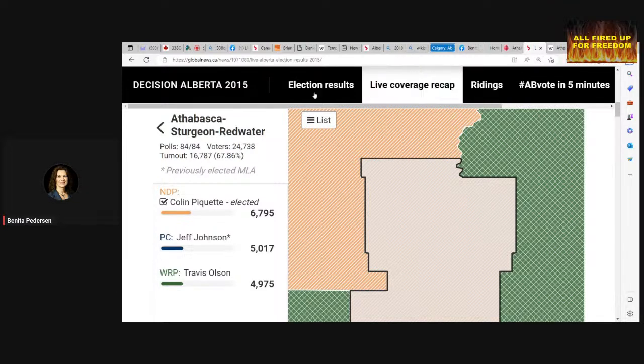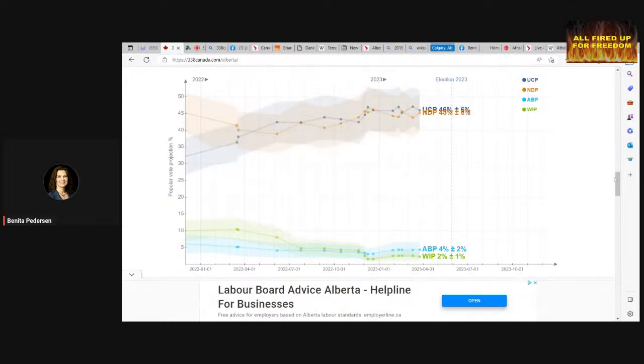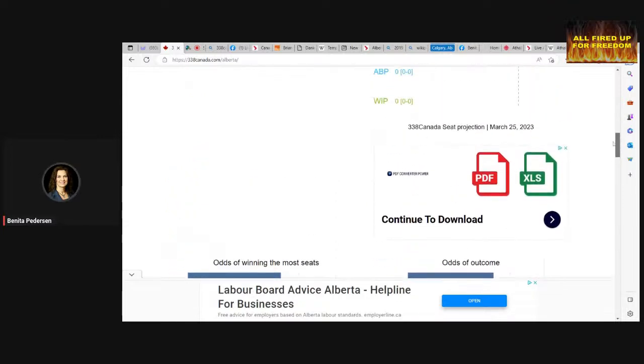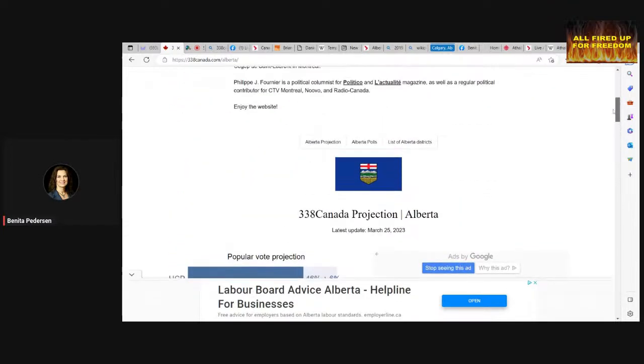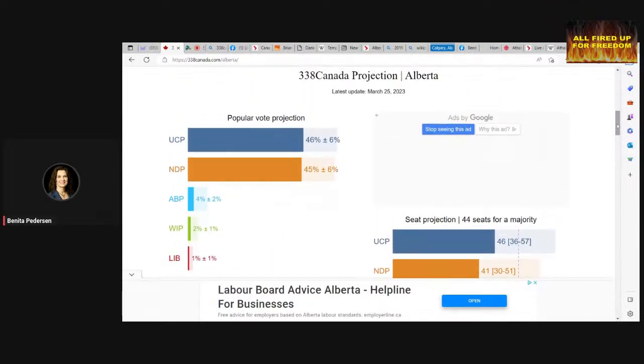And by the way, a great place to go if you're going to study it constituency by constituency is the following website: 338canada.com, Alberta provincial election. Tons and tons of information available at 338canada.com. So in this case, at the moment, this website is looking at the vote overall. And so as you can see, the UCP and the NDP are neck and neck. It's very close. It is very tight.